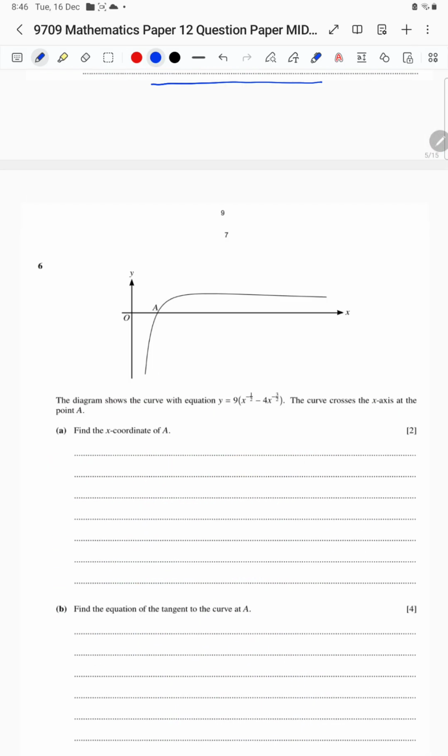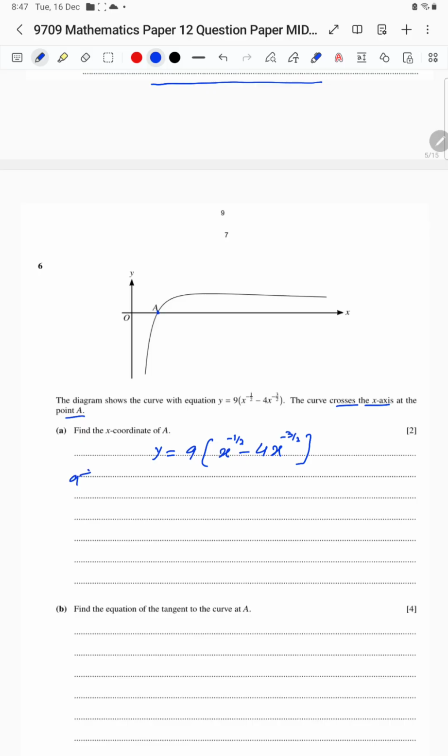Okay guys, now it's question number 6. The diagram shows the curve with equation y equals 9x raised to the power minus 1/2 minus 4x raised to the power minus 3/2. The curve crosses the x-axis at the point A. Find the x coordinate of A.